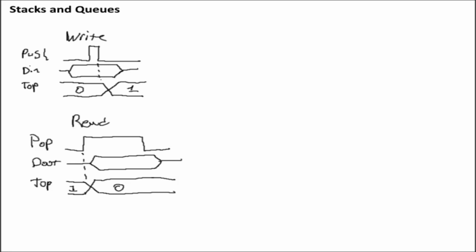Likewise, when reading, we're concerning ourselves with the pop input here because we are popping values off the stack. When that goes high, we first want to take the top pointer and decrement it. So right on the writing edge, we decrement that value. And then during the duration of the pop signal, we're basically just reading from memory. So data out is going to be equal to whatever is in memory at address 0.